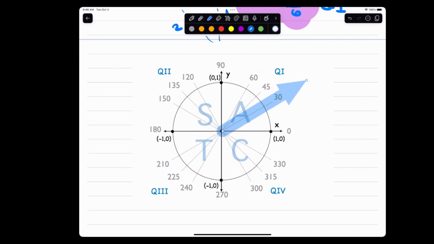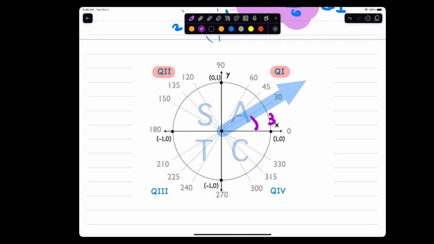What does this "all students take calculus" mean? Okay, that means it's in quadrant what? 1 and quadrant what? 2. But what angle is it? Right, if this is 30 degrees.